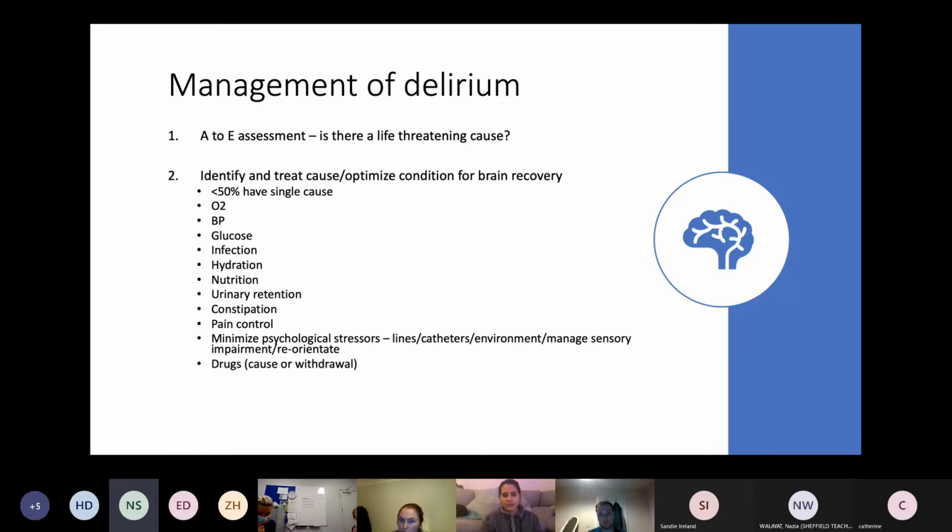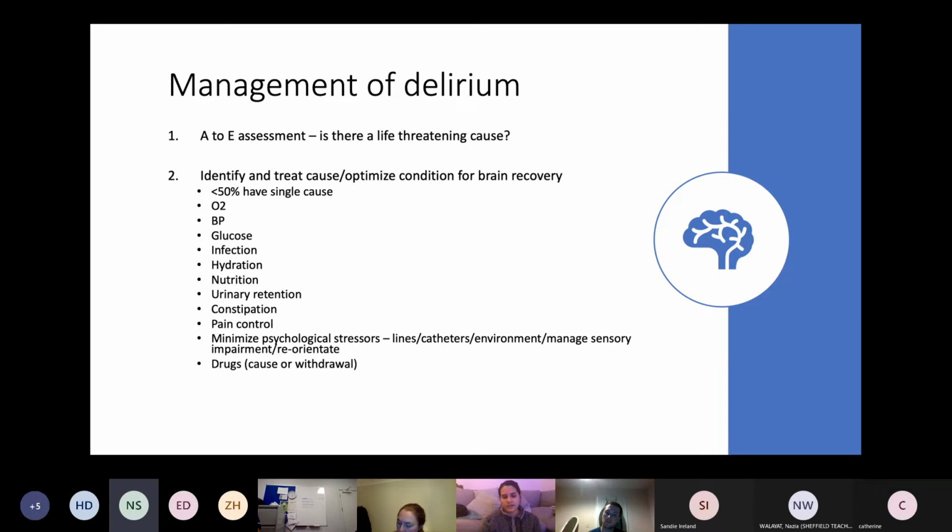And then identifying and treating the cause and optimizing, they say, conditions for brain recovery. This is pointing out that less than 50% of deliriums have a single underlying cause. And it's thinking about hypoxia, and hypercapnia would go along with that if someone had COPD, their blood pressure, glucose, infection, hydration, urinary retention, constipation, etc. And then thinking about minimizing psychological stresses alongside that. So that could be, is a cannula really indicated at this moment in time? Yes or no? Is the cannula going to exacerbate their already ongoing agitation? Is it safe to put a cannula in?